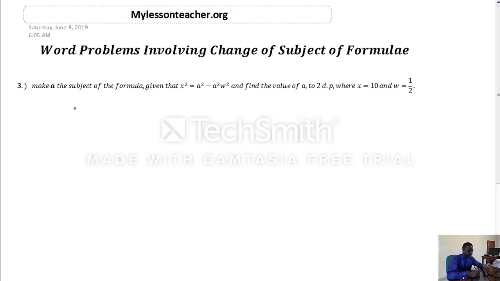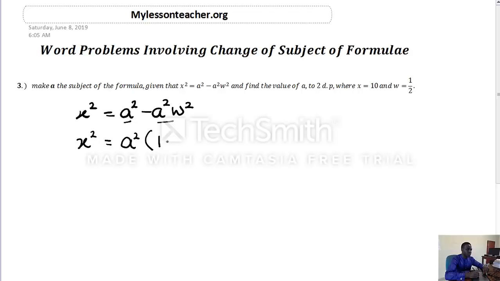So this will be x squared being equal to a squared minus a squared w squared. Since we have a squared in the 2 terms on the right hand side, I'm going to factorize out a squared, leaving us with x squared is equal to, since a squared is common, a squared into bracket 1 minus w squared. When you factorize out a squared, this is what you have.